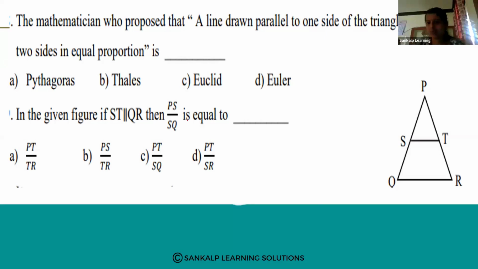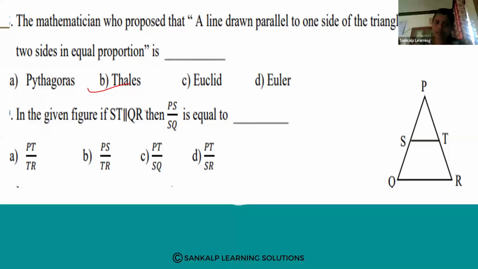So the first question is: who proposed that a line drawn parallel to one side of a triangle divides the other two sides in equal proportion? Is it Pythagoras, Thales, Euclid or Euler? Who proposed this theorem? Thales. We can say that it is Thales theorem, right?